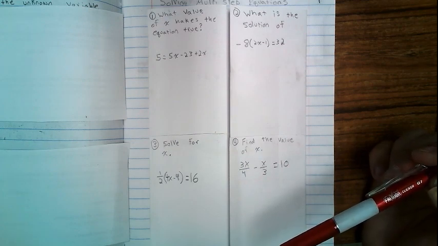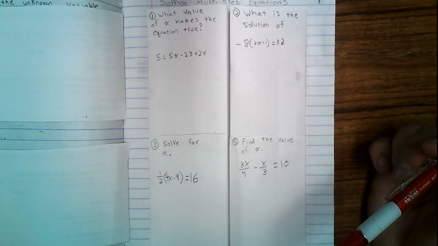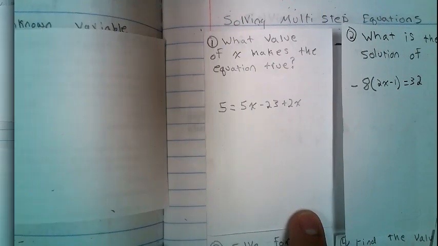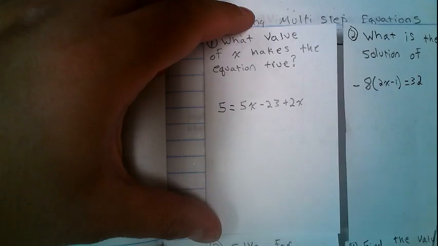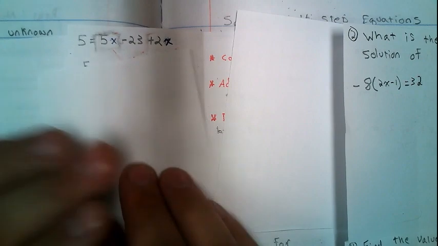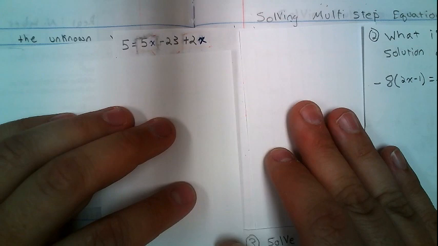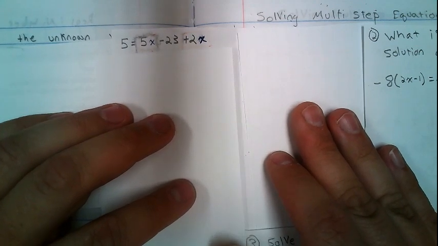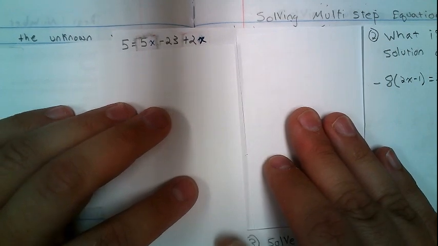So go ahead and pause the video, and then we're going to get started with number 1. And pause it so that you can write everything down. So we're trying to find the value of x that makes the equation true, and we're given this equation. For the solution, what you're going to do is open the window, and then in the top left corner, you're going to write the equation that you were given. So 5 equals 5x minus 23 plus 2x. And we're going to solve it step by step.